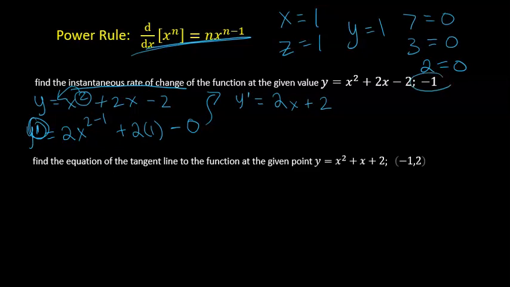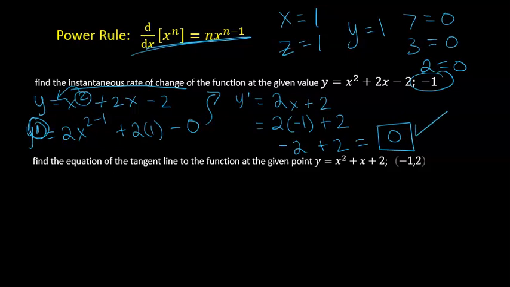Now what do I do with this 1? I can't just leave it alone. Well, I'm going to actually apply it. I'm going to apply it into the x. Right? What does that give me? It gives me negative 2 plus 2. And what does that give me? It gives me 0. So that's my answer. The instantaneous rate of change for this particular function, which is a parabola, is 0.